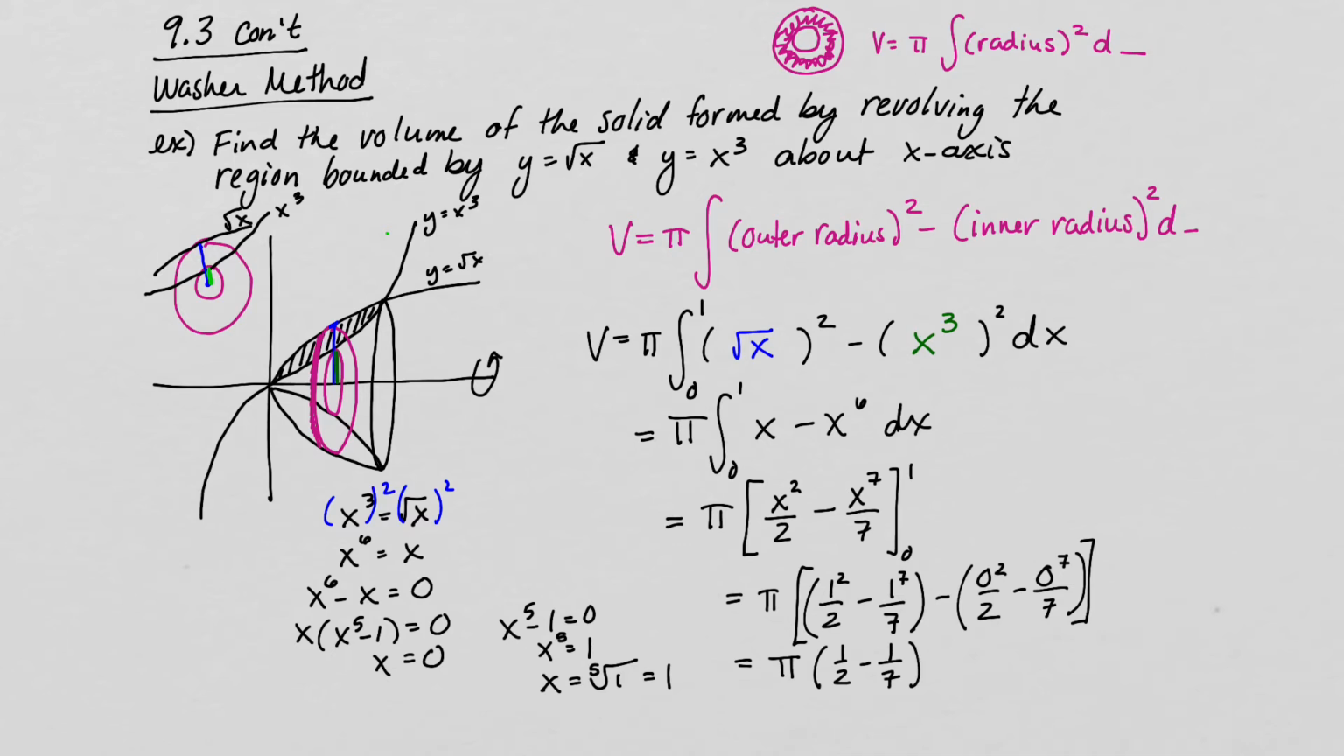And so 1/2 minus 1/7 is 5 over 14. So this is 5 pi over 14, right? If you made a common denominator. Questions?